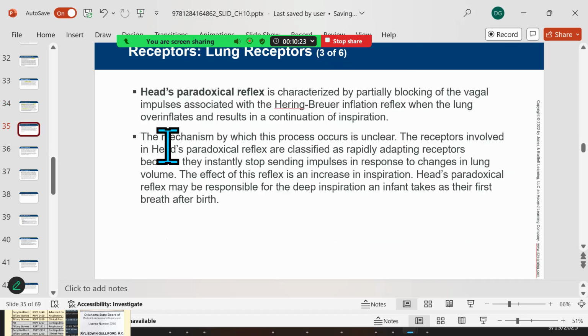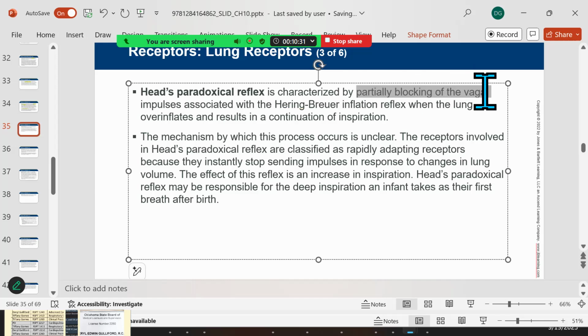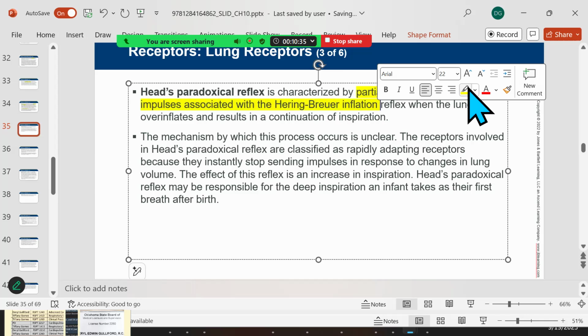Head's paradoxical reflex is partial blocking of the vagal impulses. How much have we talked about the vagus nerve? Partial blocking of the vagal impulses associated with Hering-Breuer. So it's like the counterpoint. If Hering-Breuer is the point, Head's paradoxical is the counterpoint. It sort of balances against the Hering-Breuer inflation.